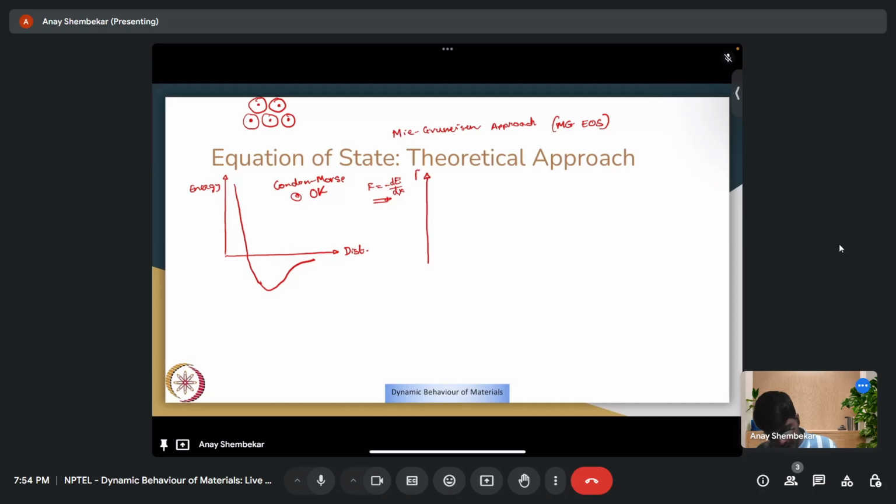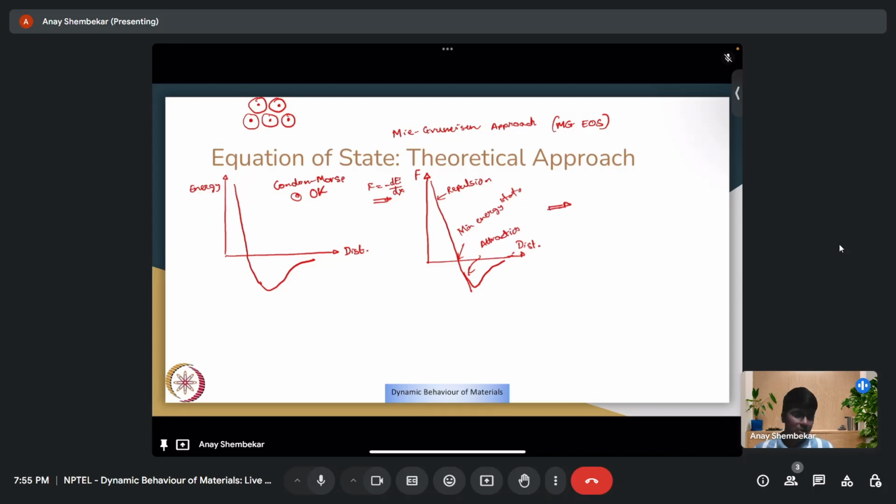If I draw force versus distance plot, you have this is repulsion, this is attraction, this is minimum energy state. So normally this is the interatomic distance for which you may expect to find the atoms.